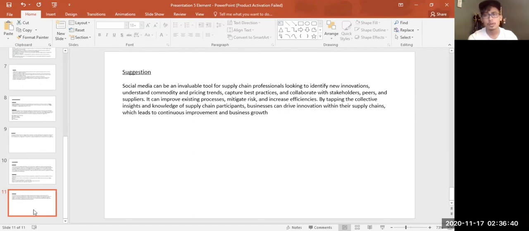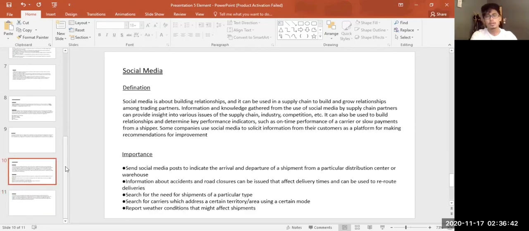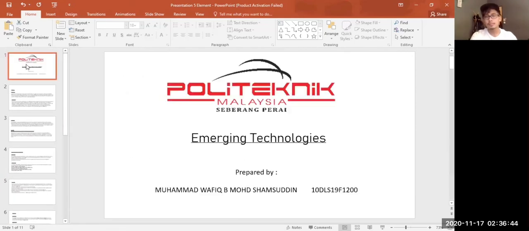That's all about the emerging technologies: definitions, examples, importance, and suggestions, with a conclusion also.